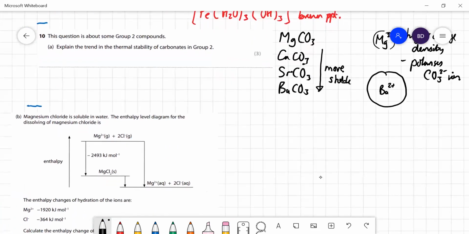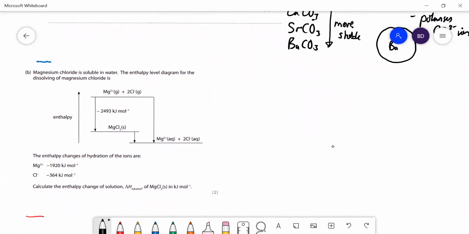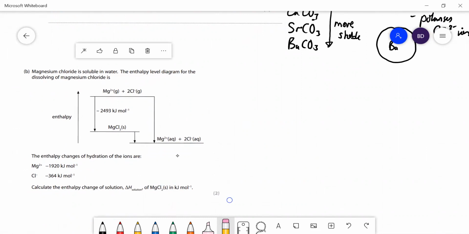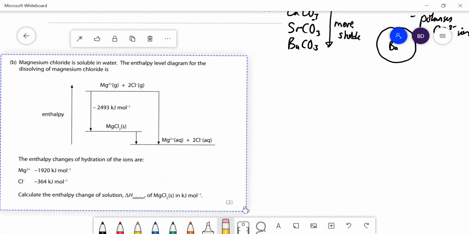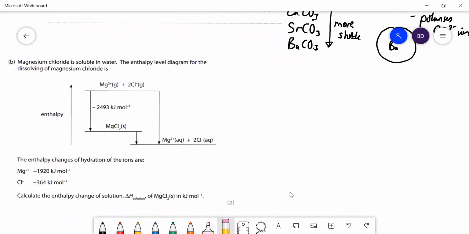Okay, right, on to this question, which is about enthalpy of solution, calculating enthalpy of solution. Okay, so magnesium chloride is soluble in water. The enthalpy level diagram is shown here.